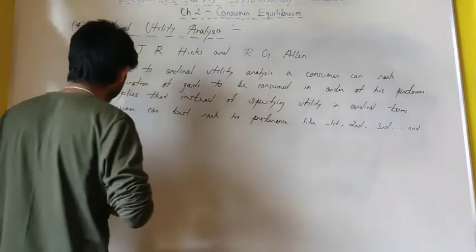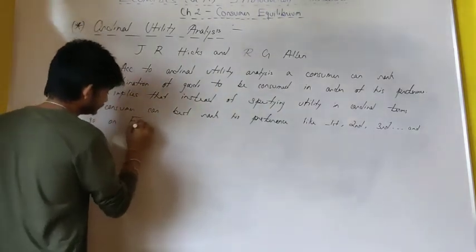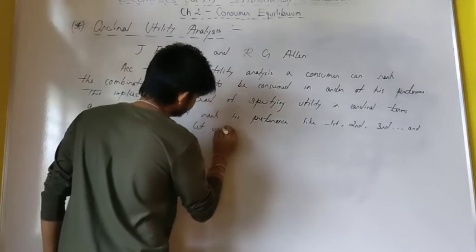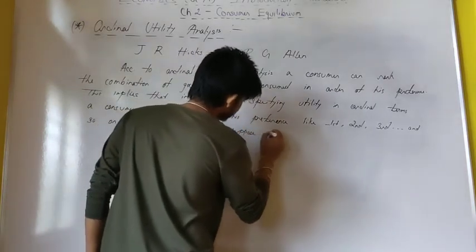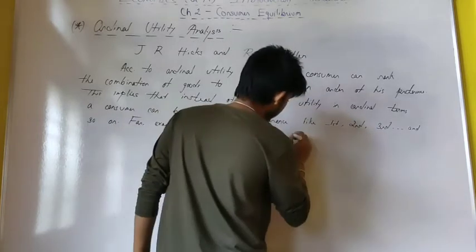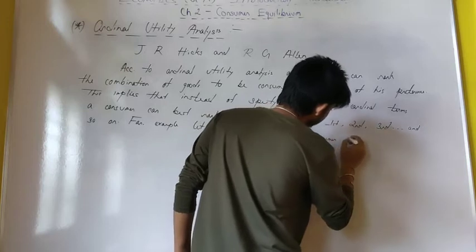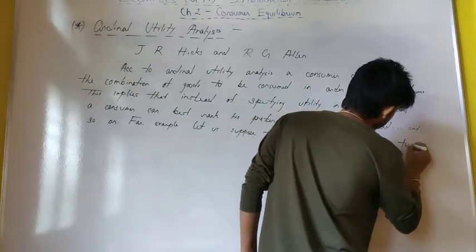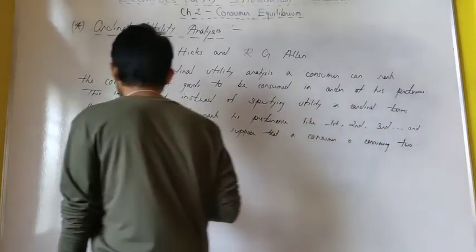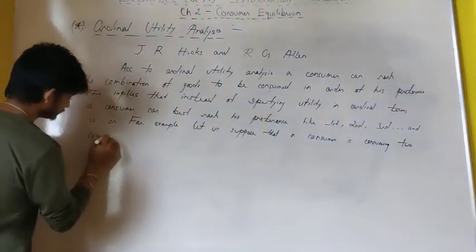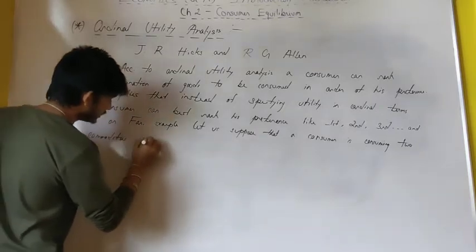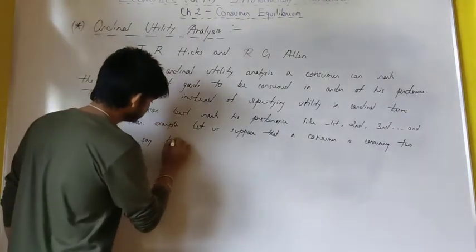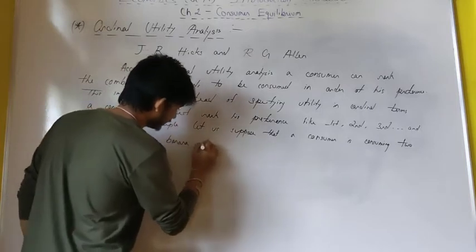So I am giving you an example. Suppose, for example, let us suppose that a consumer is consuming two commodities, say banana and mango.